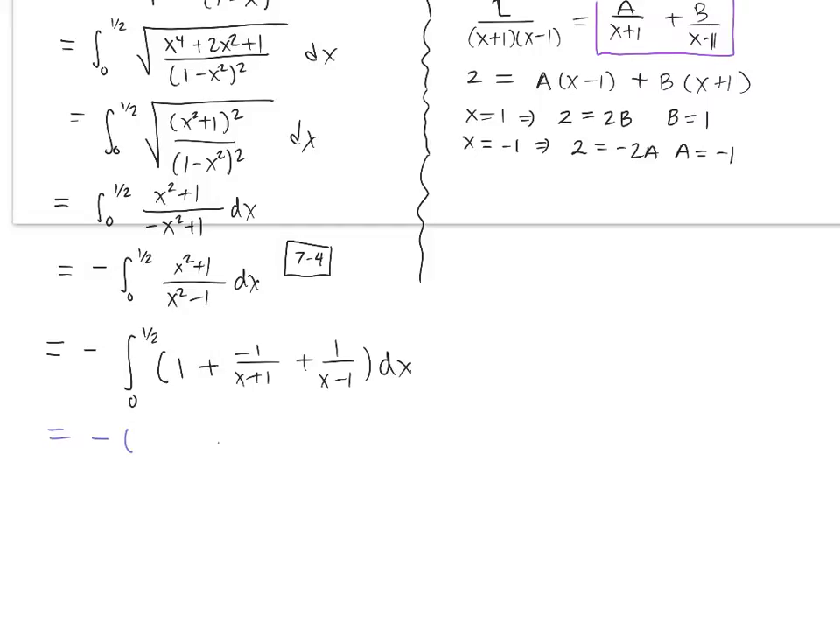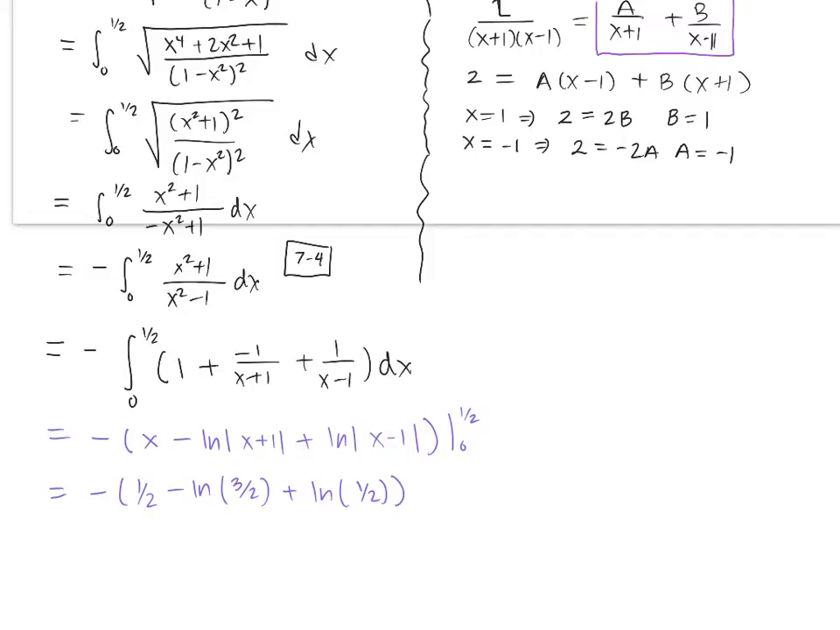So what's the antiderivative? x minus natural log absolute value of x plus 1, plus natural log absolute value of x minus 1, from 0 to a half. And then just plug stuff in. So negative, parenthesis, a half minus ln of 3/2, plus, what's the next one? ln of, with the absolute value, you get 1/2.